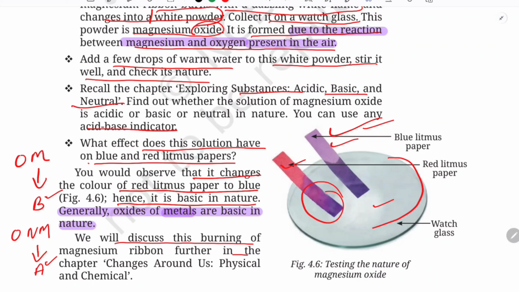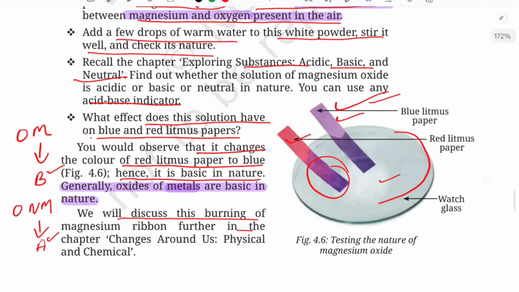So we will discuss this burning of magnesium ribbon further in the chapter Changes Around Us, physical and chemical. So we are going to discuss further in your upcoming chapter, that is Changes Around Us, physical and chemical, about the burning of this magnesium ribbon.